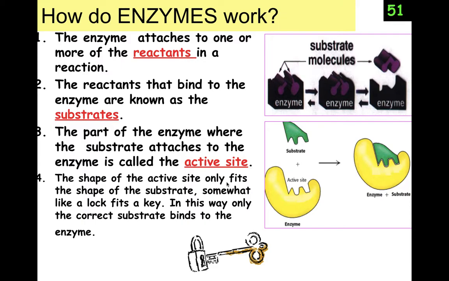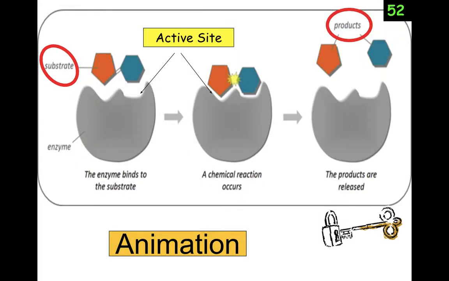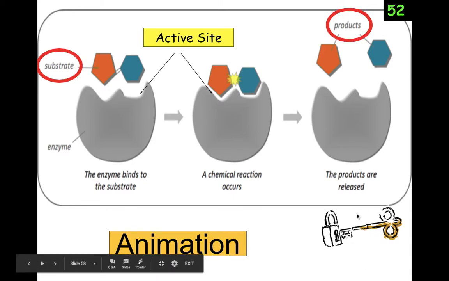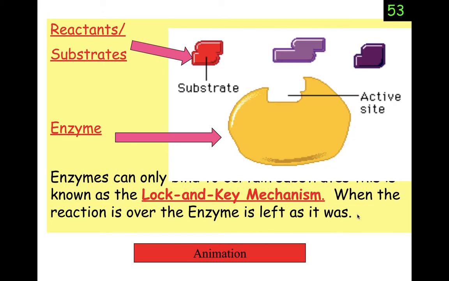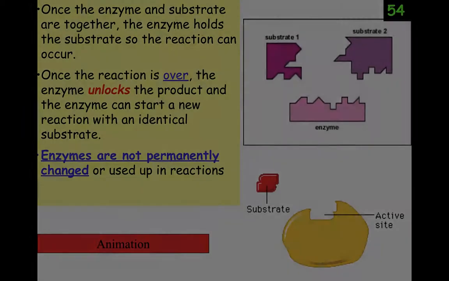So the shape of the active site only fits the shape of the substrate. And this is what is called a lock and key mechanism. Just the way a key fits a certain lock, a certain active site will only fit a certain substrate. So we've got the enzyme binding to the substrate, we've got a chemical reaction that's occurring, which is always about breaking chemical bonds or forming new ones, and then the products are released. Again, very much a lock and key mechanism.